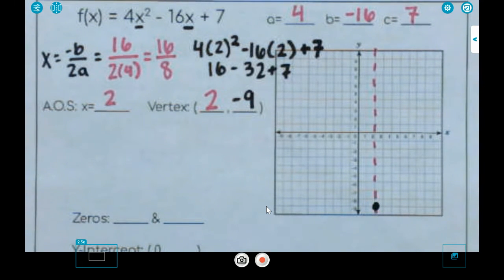So I messed up. Okay, we can fix your mistake later. So 2, negative 9? 2, negative 9, yep, okay.